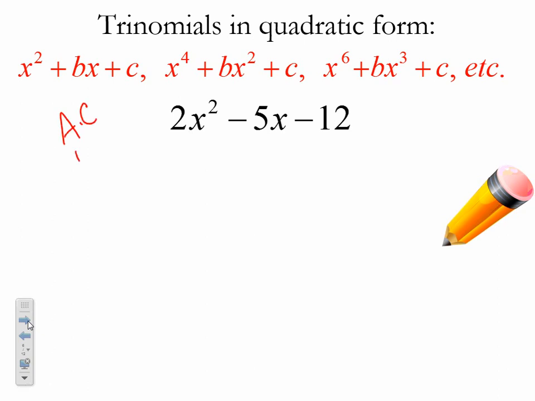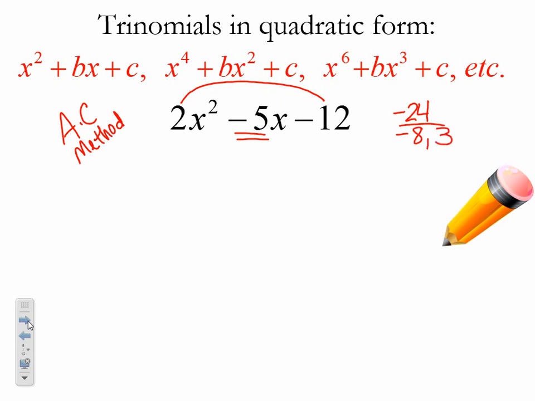So we used the AC method, ladies and gentlemen. So AC method, one more time, is us taking A times C, negative 24. Okay, negative 12 times 2 is negative 24. What multiplies to make negative 24 and adds to make negative 5? Negative 8, positive 3 will do that.